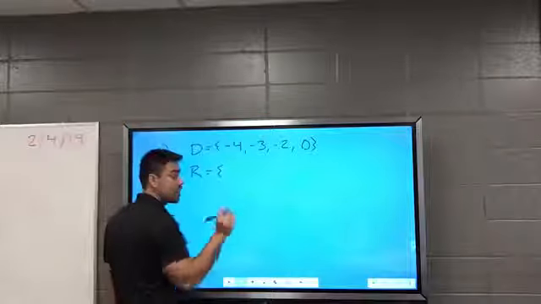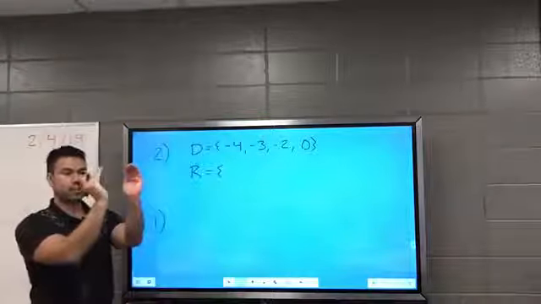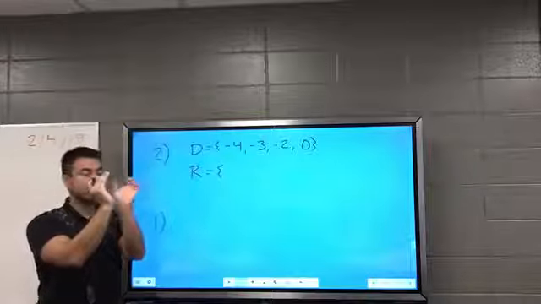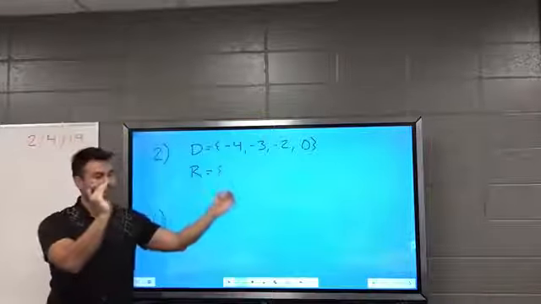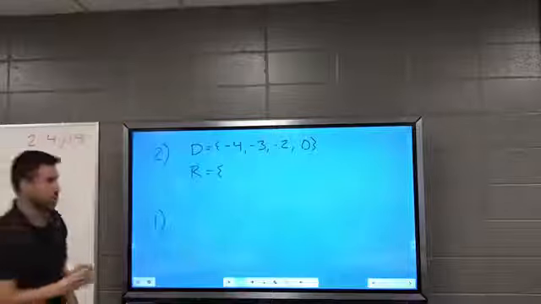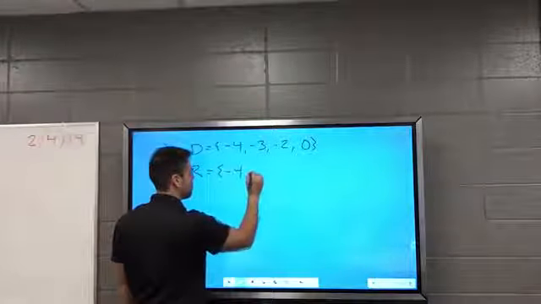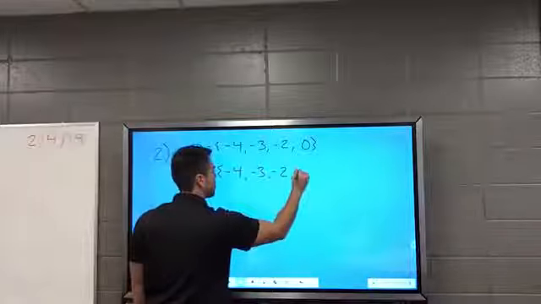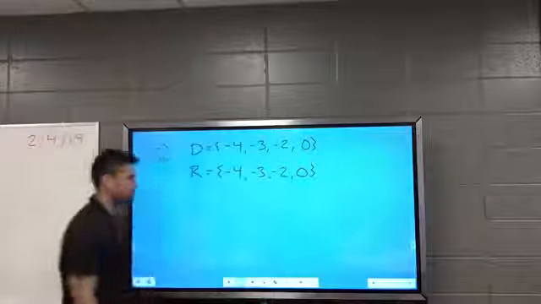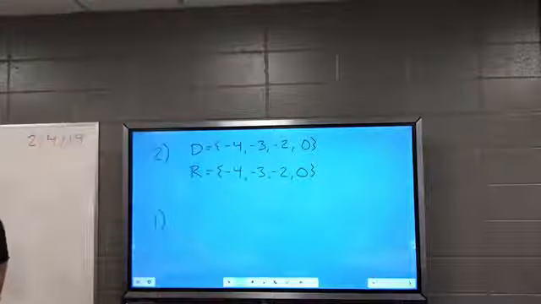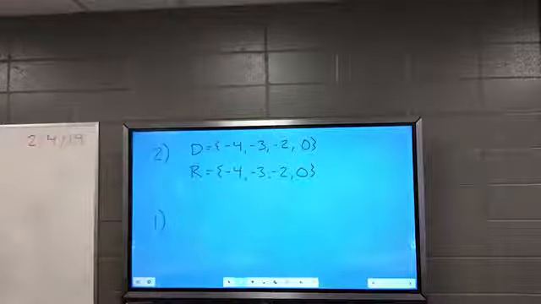Sam, give me the range, least to greatest. Look at each set of parentheses. Tell me all the second numbers and arrange them from least to greatest. -4, -3, -2. That's familiar. Hopefully you realize that they're the same numbers. Okay, that's all you have to do for domain. And that's all you have to do for range. Any questions on that? Okay, do it for number 1.